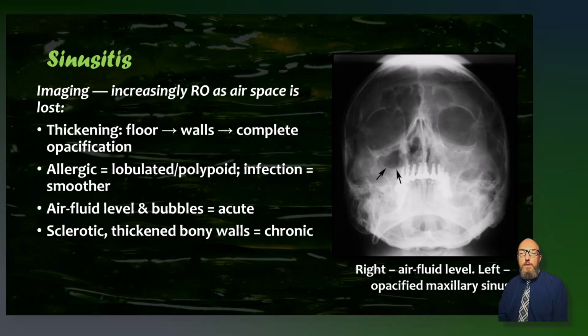An air fluid level and bubbles, especially when you see bubbles or stranding, indicates acute sinusitis, whereas sclerotic, thickened, bony walls indicate chronic sinusitis. It's been there a while. The bone has been able to react and lay down more dense, thicker bone around the sinus. So acute is fluid, chronic is bone. Those are the two big things to remember.